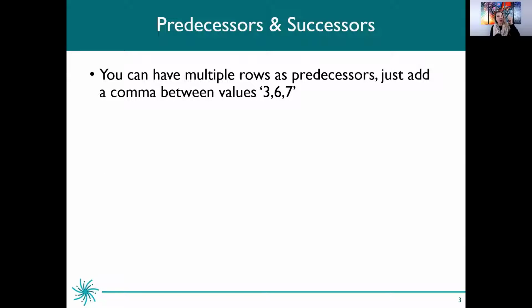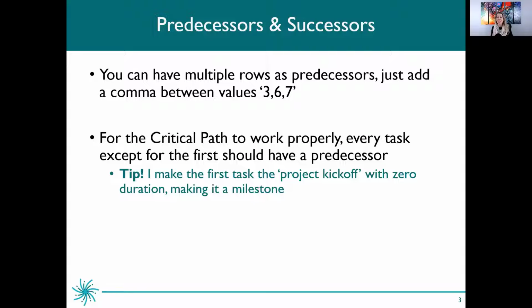A few notes: you can have multiple rows as predecessors. You simply need to add a comma between them when entering them into the predecessors column. For example, we can't start this one task until three tasks above it are completed, so we want to link all three of them. We will just add 3, 6, and 7, for example. For the critical path to work properly, every task in your project schedule, with the exception of the first task, should be linked to another.